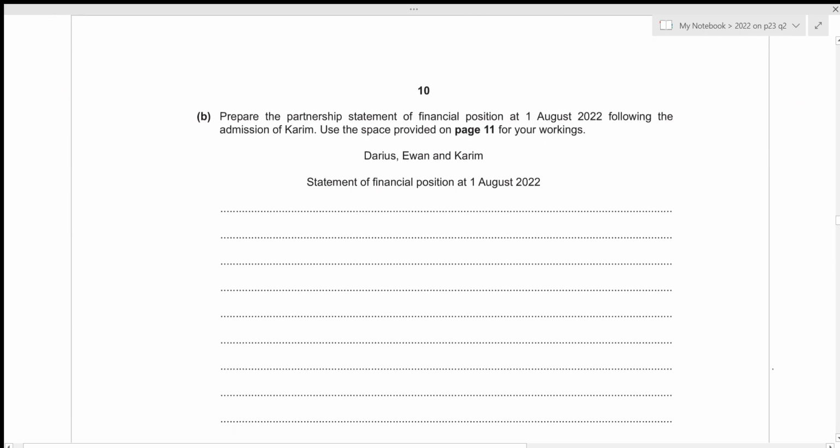All right, now for the second part of this question, we need to prepare the partnership statement of financial position at 1st August 2022 following the admission of Karim. And again, we are given the working section, but for my ease, I will be scribbling all over the question paper. But like I said before, you guys should be showing all of your workings in that particular box so that you get your markings correctly. Let's move towards preparing the statement of financial position. So we will start with our assets section and we'll start with non-current assets.